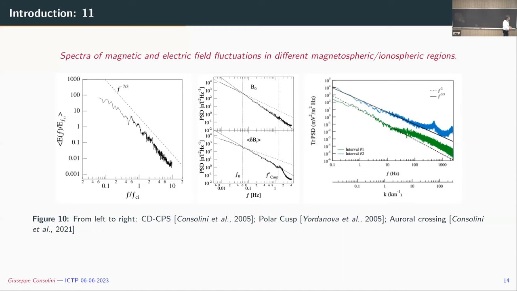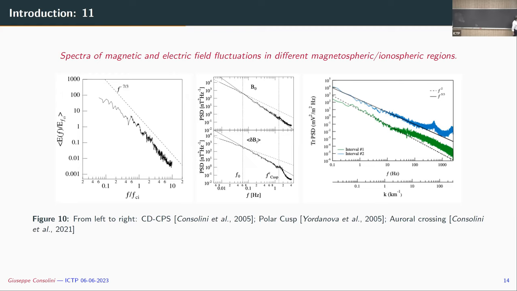in many different regimes. This is the spectrum for the current disruption. This is below the ion cyclotron frequency. Above you have a minus 5/3 or minus 1. This is the spectrum that you observe in the cusp. This is the spectrum that you observe in the case of the electric field in the aurora region, as crossed by CSIS satellites. So you have different situations, but you still have, let me say, the emergence of power law scaling for the fluctuations over a wide range of scales.